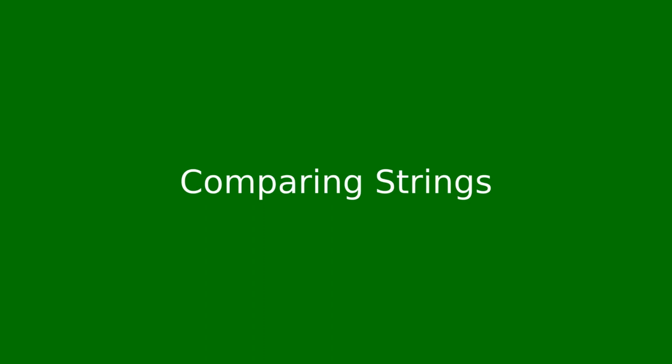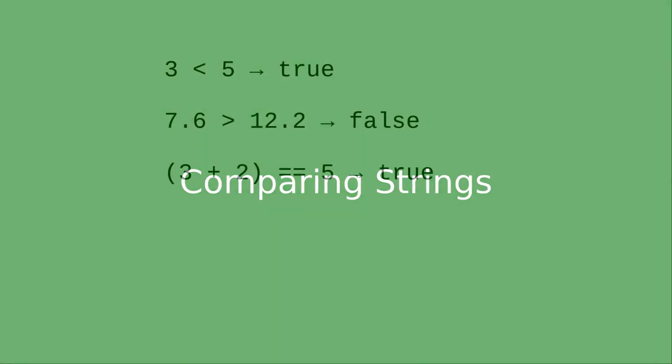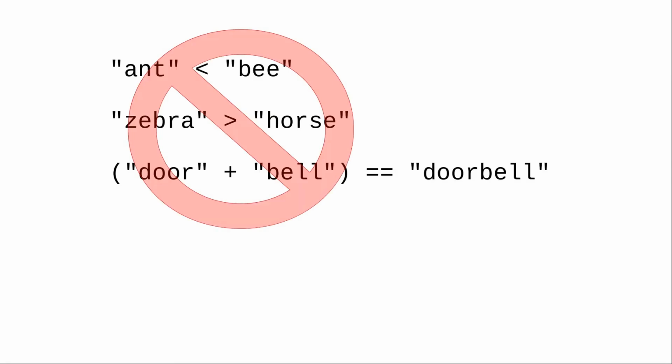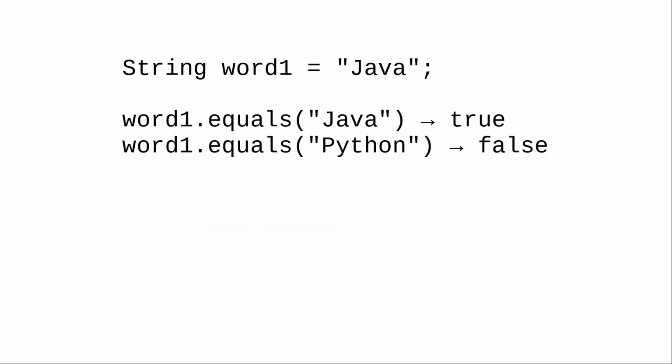When comparing integers or doubles, we use these symbols for doing the comparison. But we can't use those symbols with strings because strings are objects. Instead, we have to use methods in the string class to compare strings. To compare strings for equality, use the equals method.